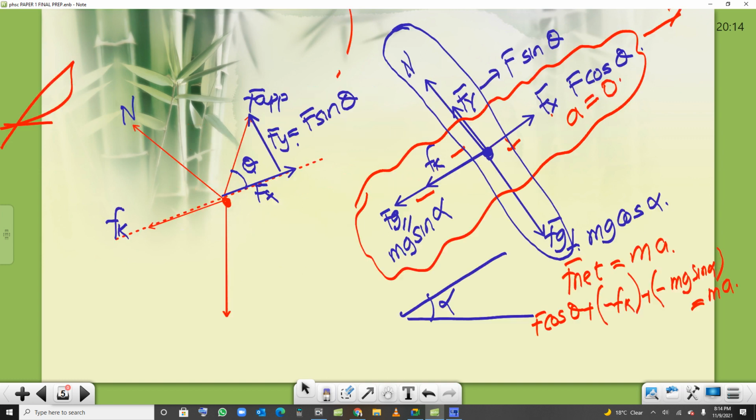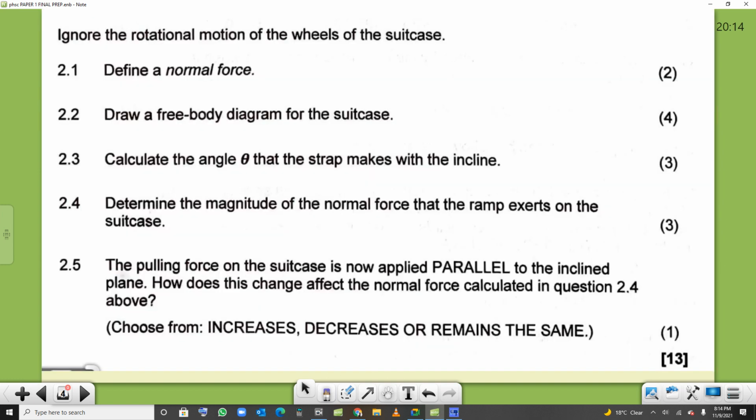We have lots of questions, so you need to catch up fast, guys. For those of you still doing side talks, you will be lost. The pulling force on the suitcase is now applied parallel. I want to teach you how to deal with these questions. Some of you say, but it's just 1 mark. That 1 mark is important, eh? That 1 mark is 0.3%. In fact, it's 0.33. It's bigger than 0.3.